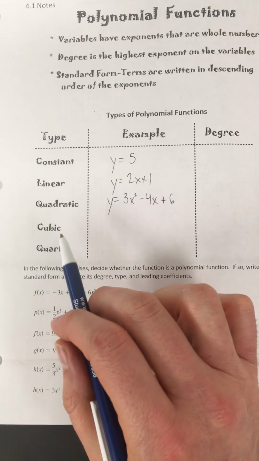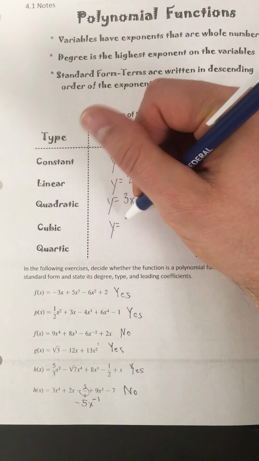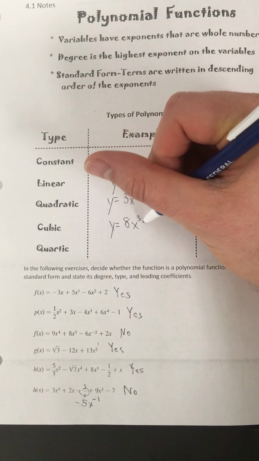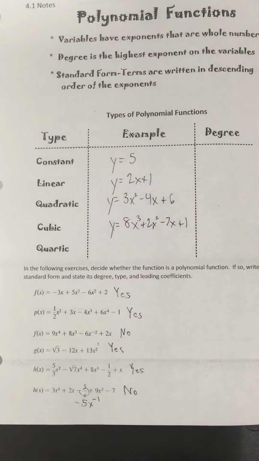So what do you think cubic would have to have? It would have to have an x to the third. Something like y equals 8x cubed plus 2x squared minus 7x plus 1. Something like that would be cubic.